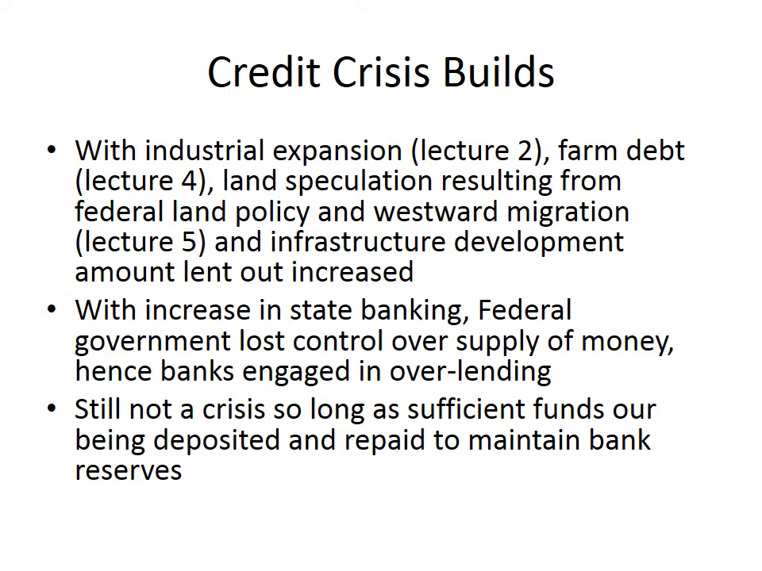Industrial expansion, which we talked about in Lecture 2. Farm debt, which we talked about in Lecture 4. Land speculation, Lecture 5. All of this infrastructure development, which we haven't really talked about that much, but as the country expands westward, as farming increases, industrial production increases, there is the urbanization that goes along with that. You have infrastructure development, roads, bridges, railways, the transportation system we talked about at some length. All of these things combined place an enormous strain on the liquidity of banks.